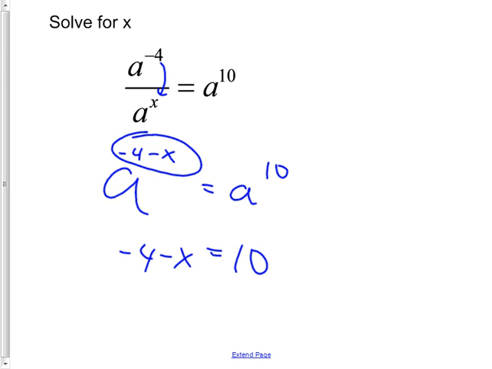And it's just a matter of being careful with your negatives now. So you add 4 to both sides. Negative x equals 14. Then I did the negative on the other side, negative 14. And then should I double check it? Well, it never hurts, but uh-oh.